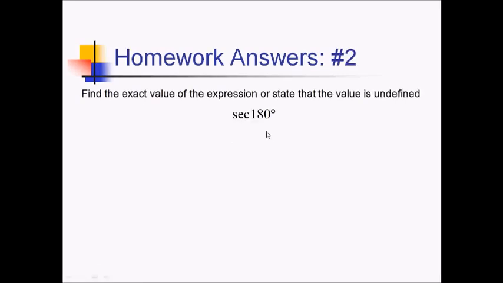To find the secant of 180 degrees, it helps to realize this is really 1 over the cosine of 180. Cosine of 180, that's the x value over at the left side of the unit circle, so that's -1 down there. 1 over -1 is just -1.